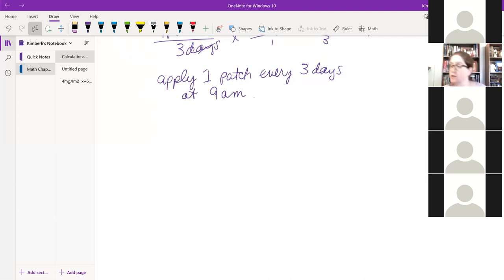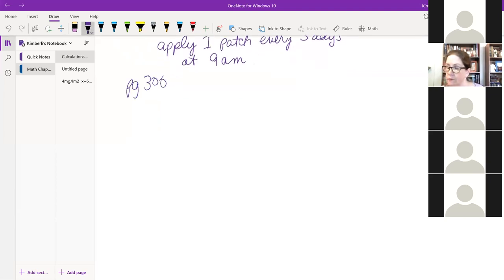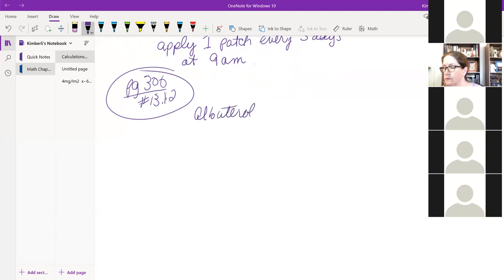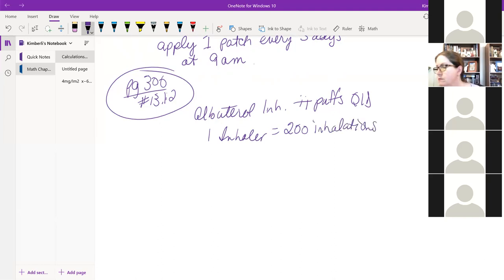Okay, let's look on page 300, example 13.12. And it says, what is the day's supply for the following prescriptions? An albuterol inhaler, 2 puffs QID. Okay, so then you need to know that the stock supply of albuterol inhalers is 200 metered inhalations or 17 grams. So the 17 grams is the weight of the inhaler. A puff is the equivalent of an inhalation, and this inhaler contains 200 metered inhalations.